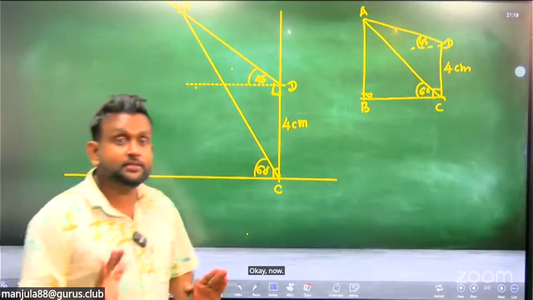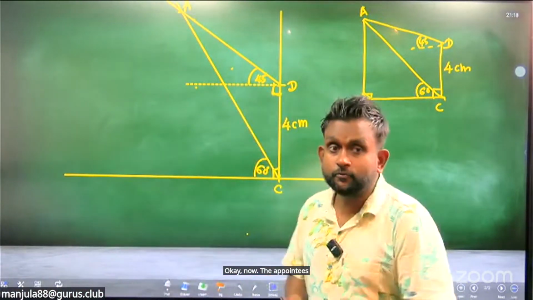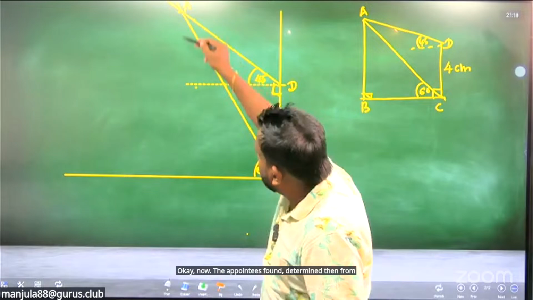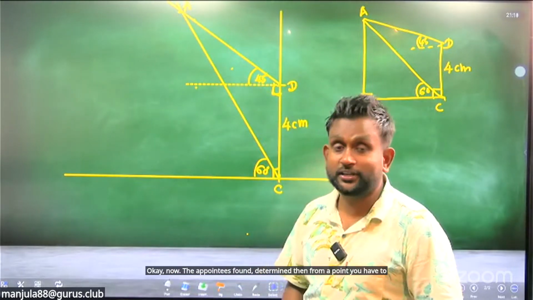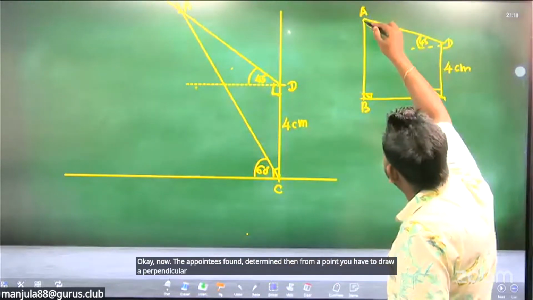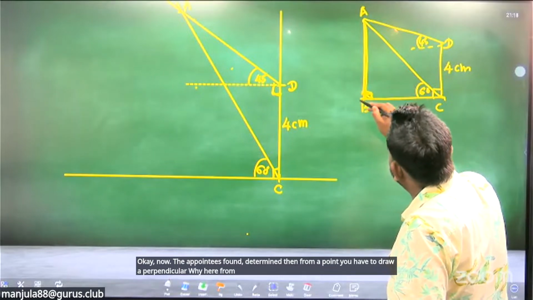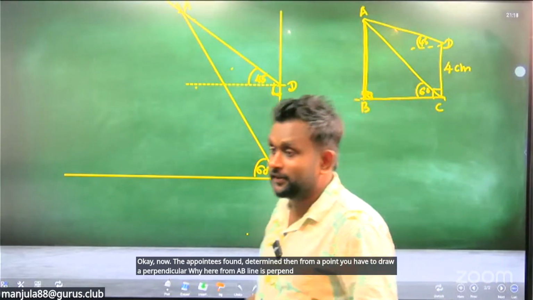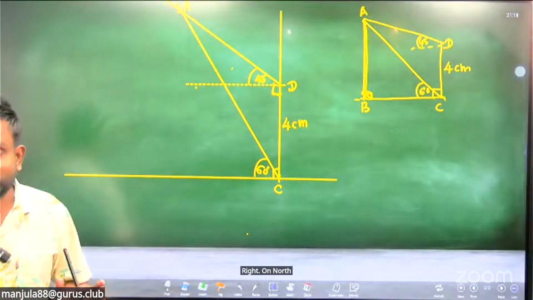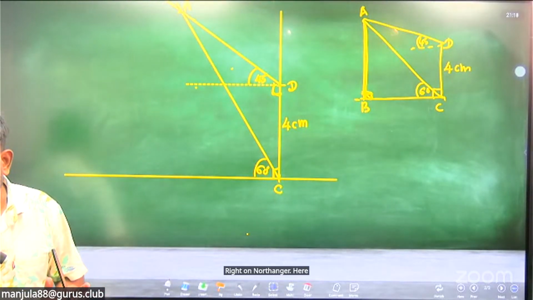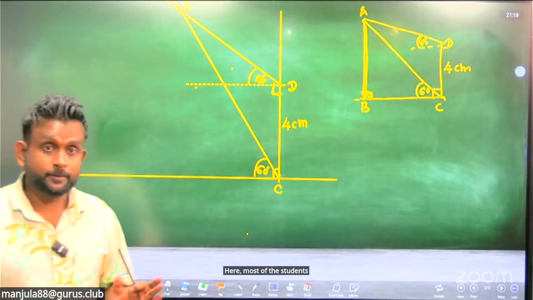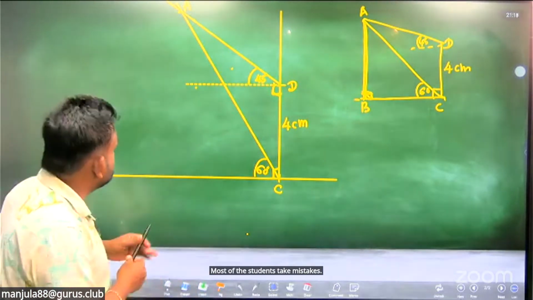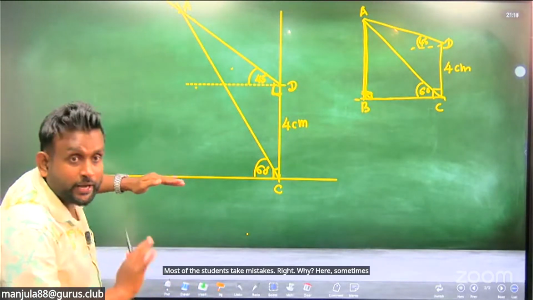Now point A is found, determined. Then from point A, you have to draw a perpendicular. Why is AB perpendicular to BC? Here most of the students make mistakes. Why? Sometimes, starting from here, you cannot.